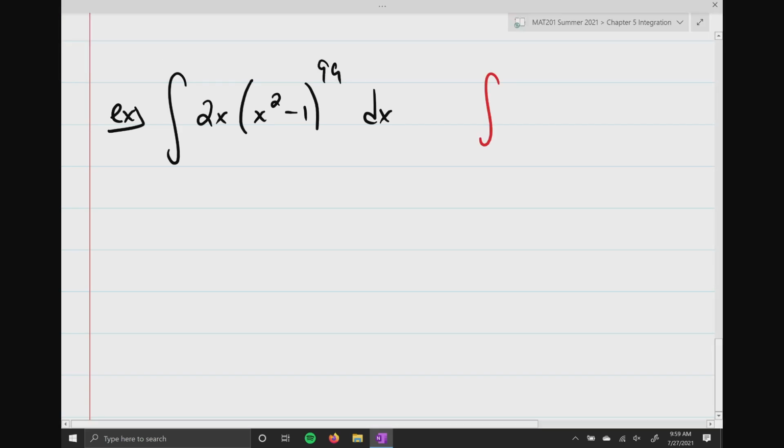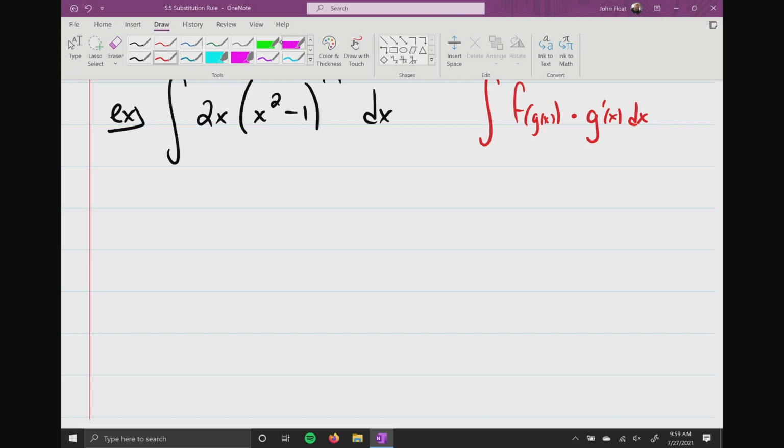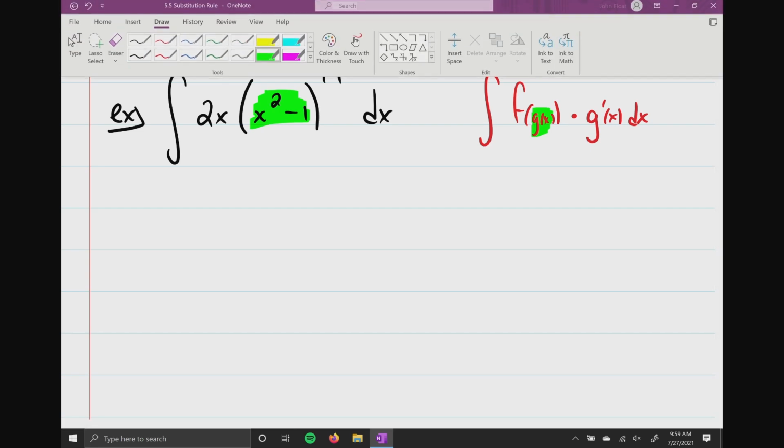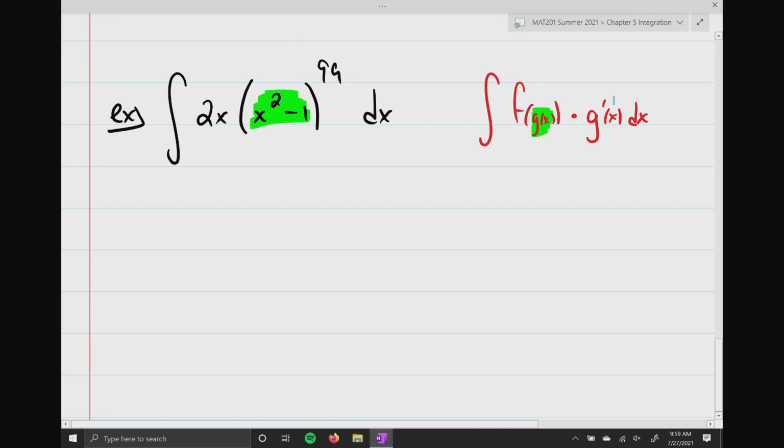The integral of f of g of x times the derivative of g of x dx. So notice, and I'm going to highlight so you can see exactly where everything matches. x squared minus 1 is going to be the inside of the composite function, so that's g of x. And then outside of it, if you notice, 2x is the derivative of g of x.